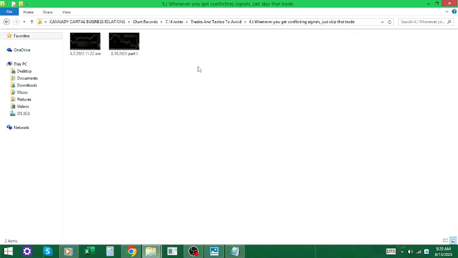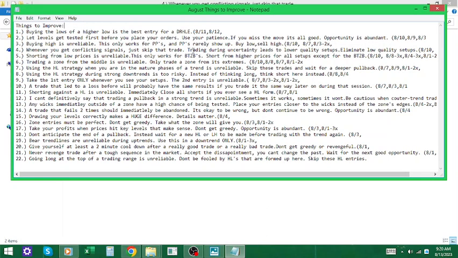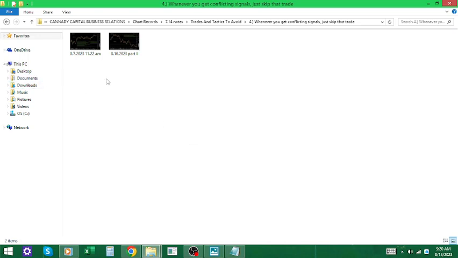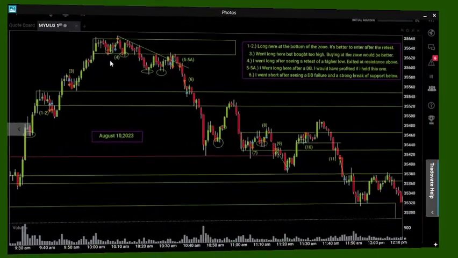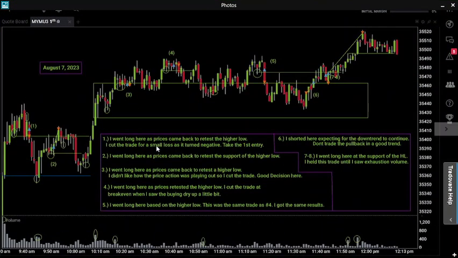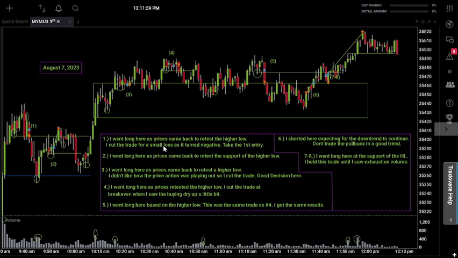Number 4, whenever you get conflicting signals, just skip that trade. Trading during uncertainty leads to lower quality setups, and I need to eliminate the low quality setups. A lot of times in the market, I come in and I follow my trading plan and I take some really good entries. I have some really good trades, but then in between those good trades, I start taking really subpar, low efficiency, low probability trades that just don't work for me, because I feel like it could go up, but it could also go down. I could argue both sides, but I feel like it's going this way, so I'll pick this one. That's not always what you want to do.